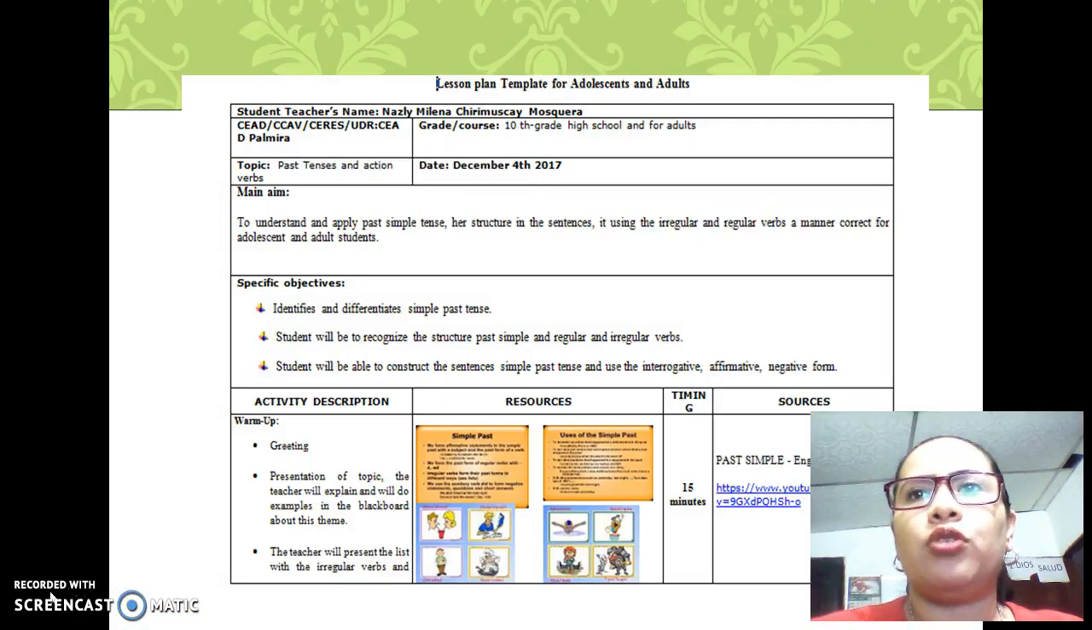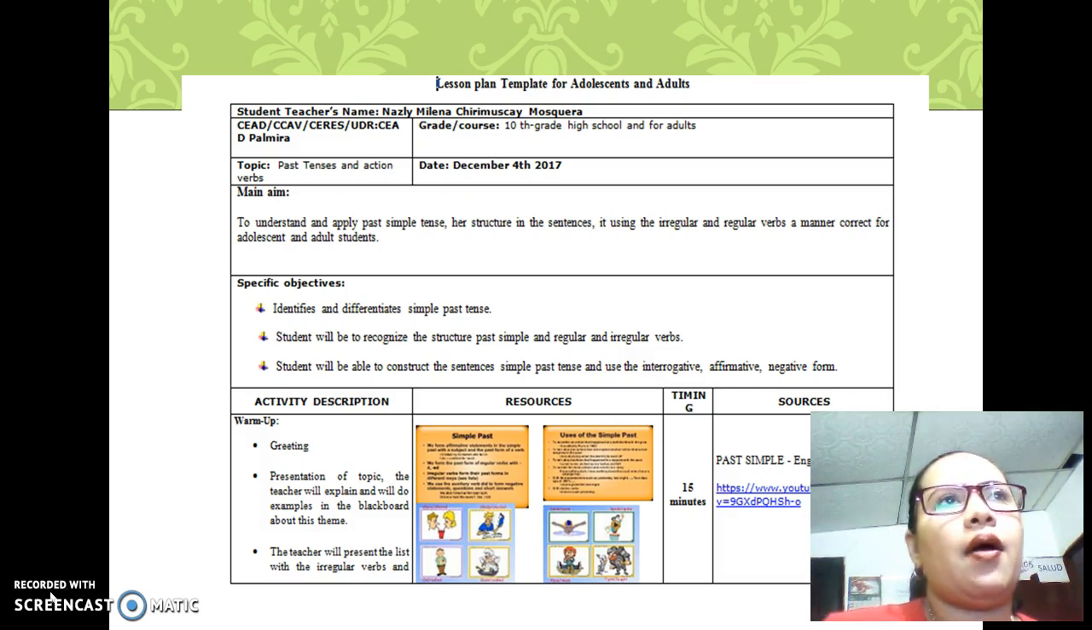I'm going to talk about the lesson plan for adults. The student teacher name is Naslin Sky. The grade course is the 10th grade, high school for adults. The topic is the past tense in action verbs. The date is December 8th.